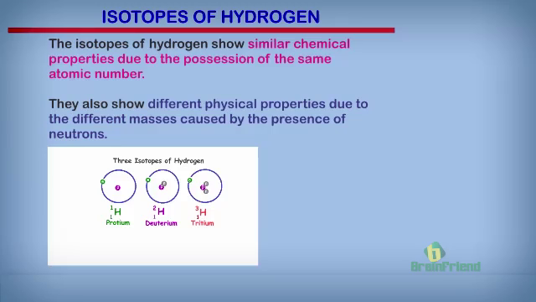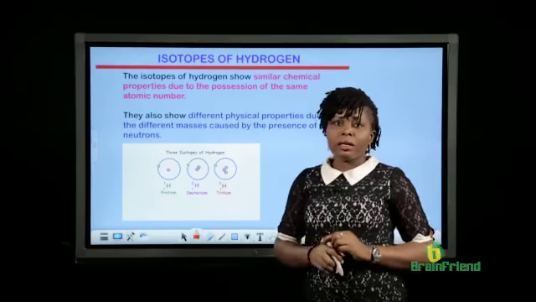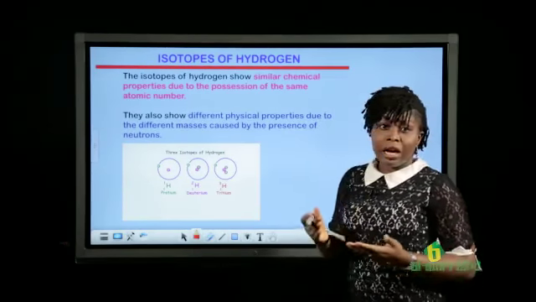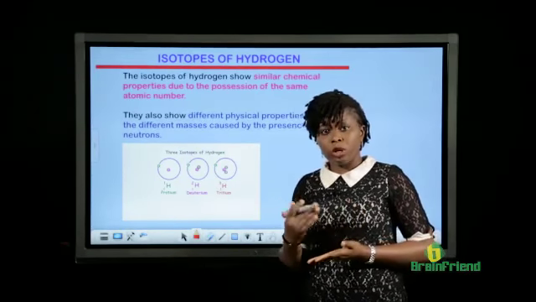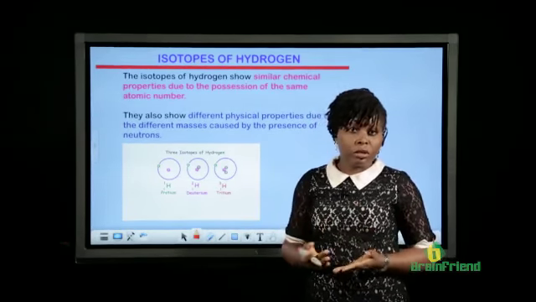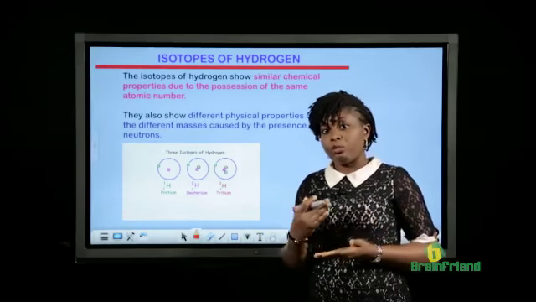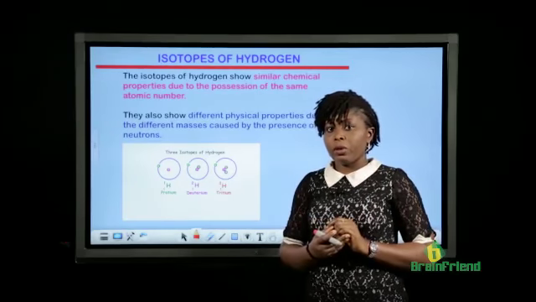Well, the isotopes of hydrogen show similar chemical properties. This is because they have the same atomic number. Atomic number simply means number of protons. So you see that they have the same number of protons, which is 1. Okay?